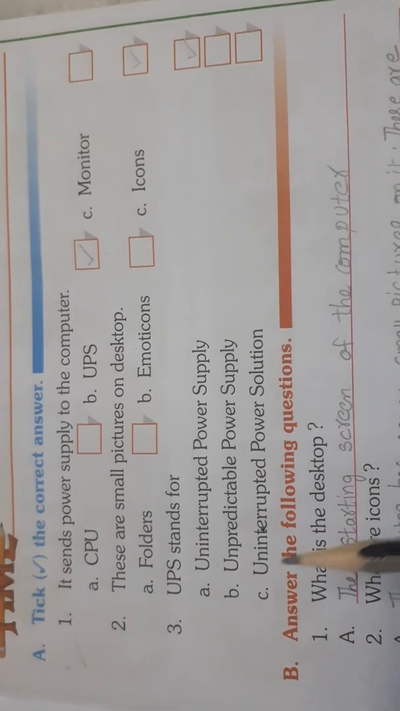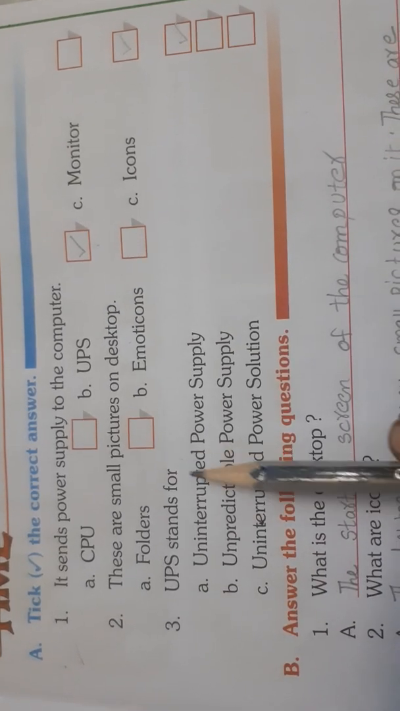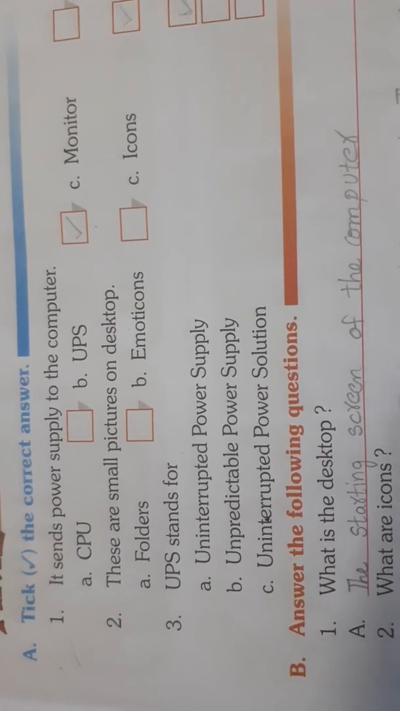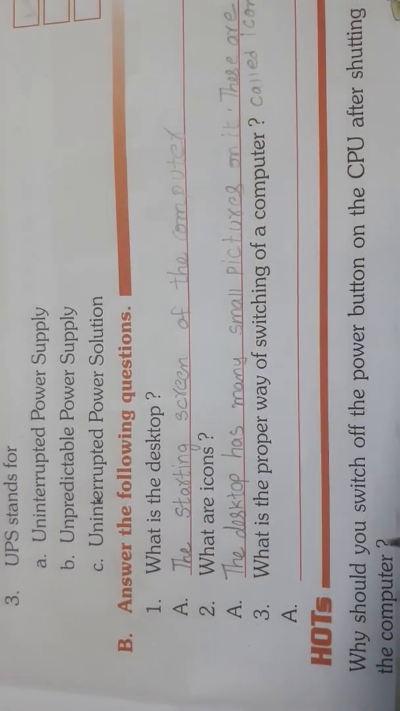Okay, next, these are small pictures on the desktop: folders, emotions, icons. What is the answer? Icons. Next, UPS stands for uninterrupted power supply. Uninterrupted power supply. You tick here. So this is a multiple choice question and answers.